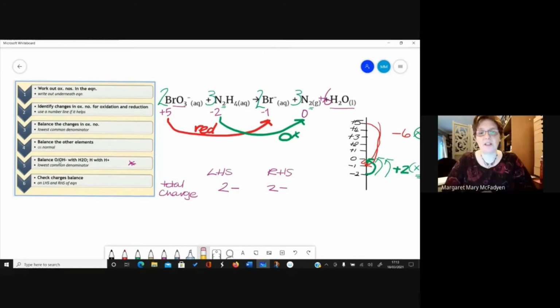Our redox equation is balanced, and it's not necessarily as straightforward as just doing a straightforward balance of this equation, because if you tackle this as we normally would balance an equation, this is not what you would get. Okay, I hope that makes sense, and I shall talk to you soon.